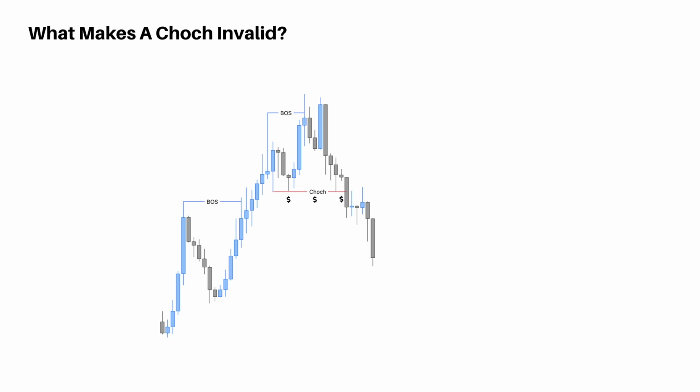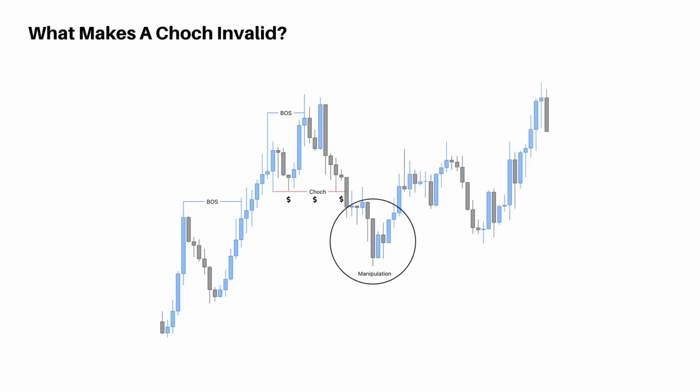To target these stop losses, they often push prices lower, sweeping the liquidity before driving it back up in the same bullish direction.